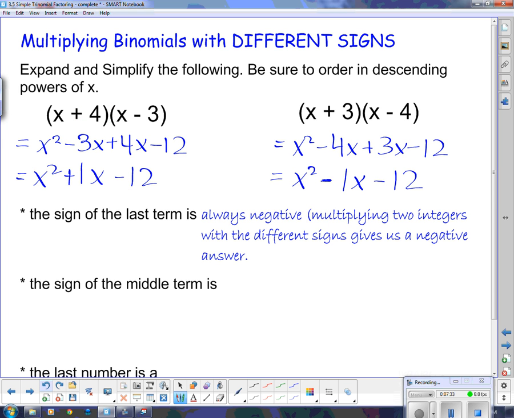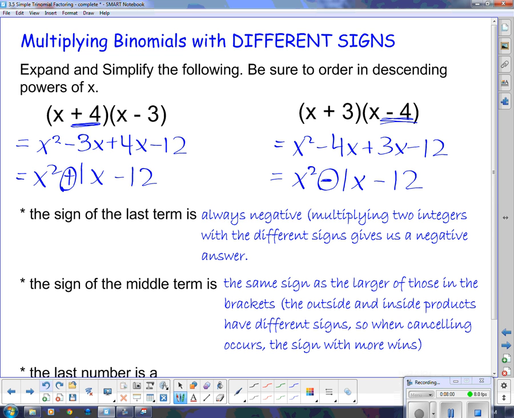How about the sign of the middle term? Well, the sign of the middle term here is positive. This is a little bit harder to see. The sign of the middle term here is negative. How do we relate that back to the two brackets? If we look back at the two brackets, the 4 had the positive in it, and over here the 4 had the negative with it. So anytime there's a 4, we're going to take the sign of that. Not quite, but 4 is bigger than 3, and so it's the same sign as the larger of those in the brackets. The outside and the inside products have different signs, so when canceling occurs, the sign with more wins. So in here, when I combine these, canceling goes on, but I got more negatives than I have positives. So the negatives beat out the positives.